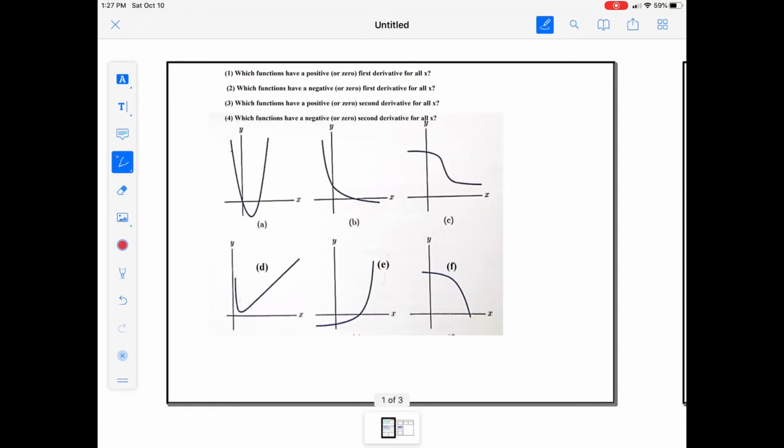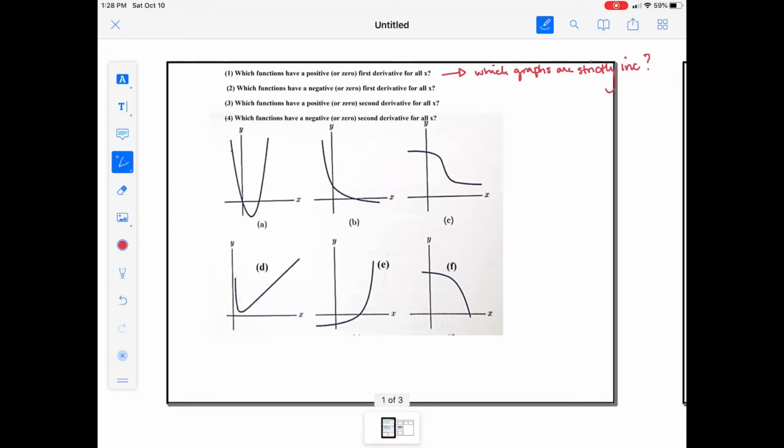Immediately, since I'm given the graph of f, I'm trying to remind myself what am I looking for relative to my f graph. So how else could I phrase that first question? We could phrase question 1 as, which functions are strictly increasing? Because if my function is increasing, my first derivative is going to be positive. So let's break this down and pause and see if you get the same answers.